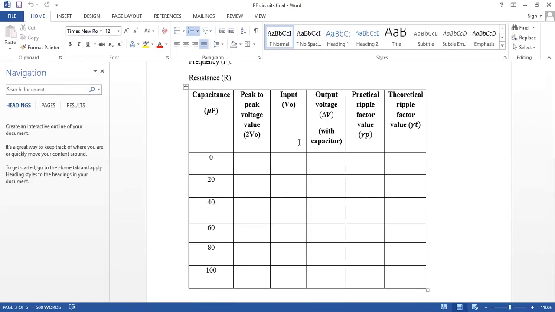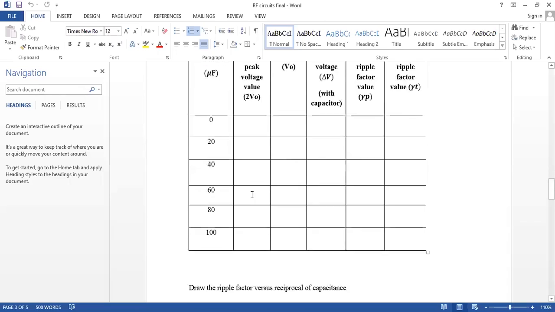I think now we have done. So you can put the values for output voltage for 20, 40, 60, 80. For the practical ripple factor value, you can use the equation and substitute there, and you can find the practical and ripple factor values. You can use this equation to find the practical value and theoretical value, and you can calculate the ripple factor, theoretical and practical.